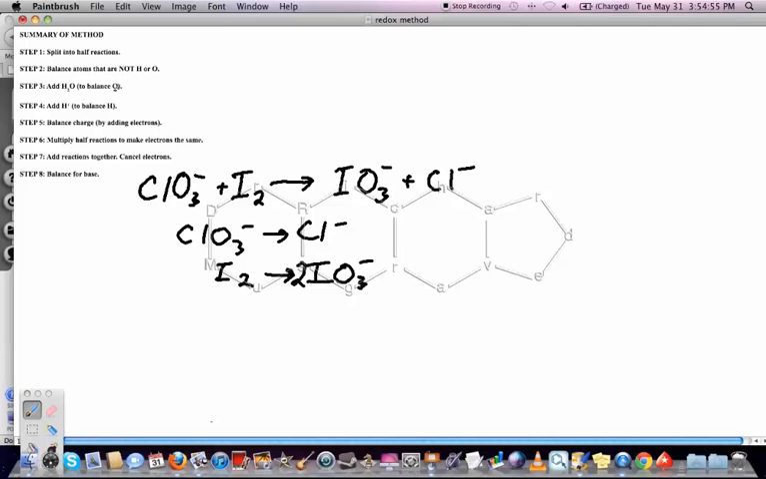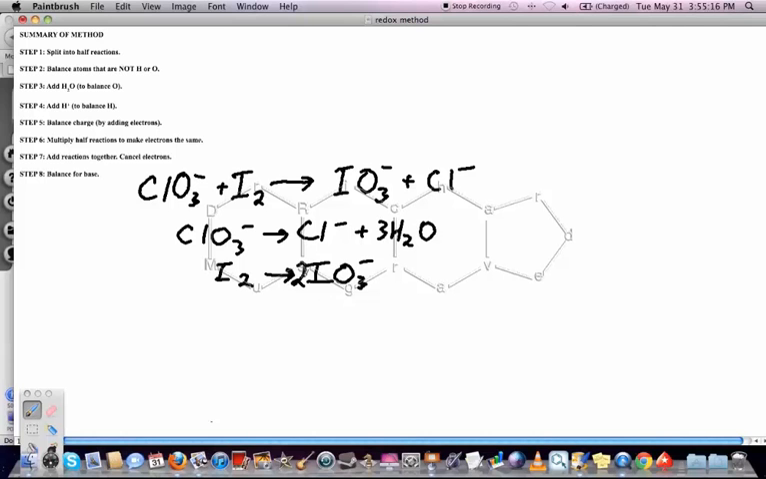Next we want to balance the oxygen, and we do so by adding water. Now in this instance we've got three oxygens on this side, so we need to add 3 H2O to this side, always adding as many oxygens as we need in the form of water to the side that has less, or doesn't have any oxygens.